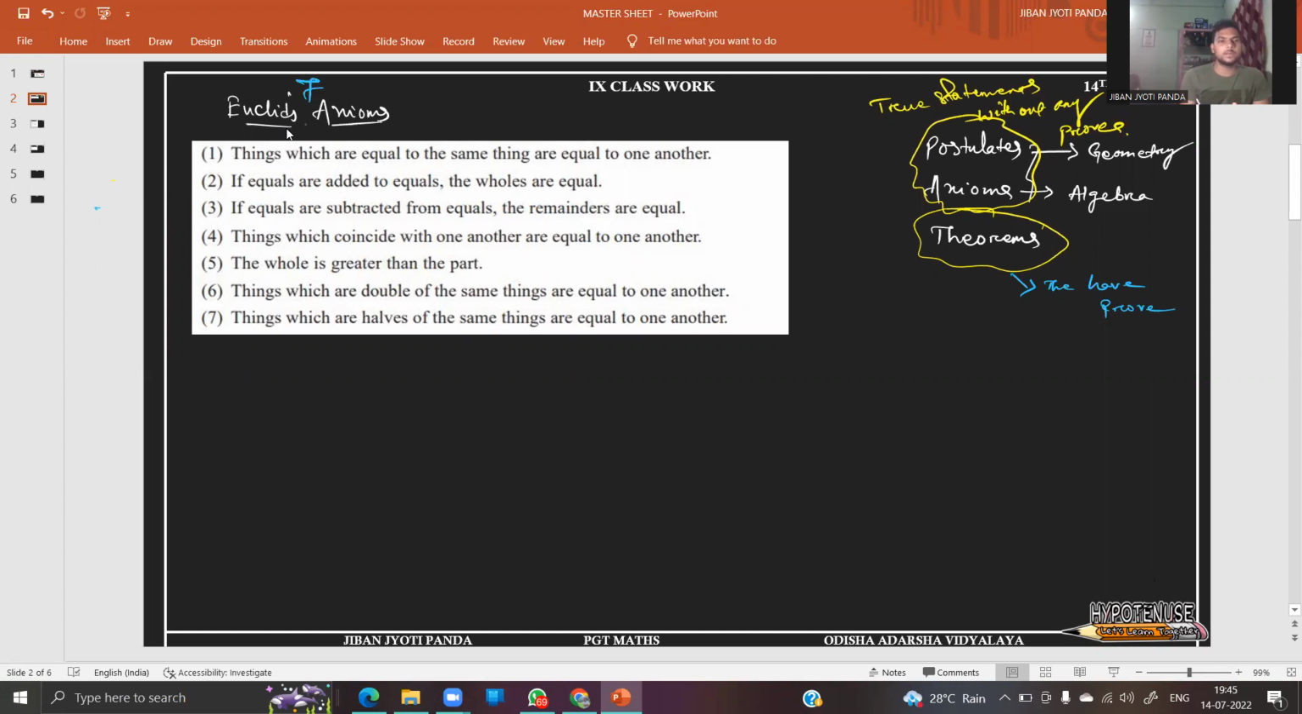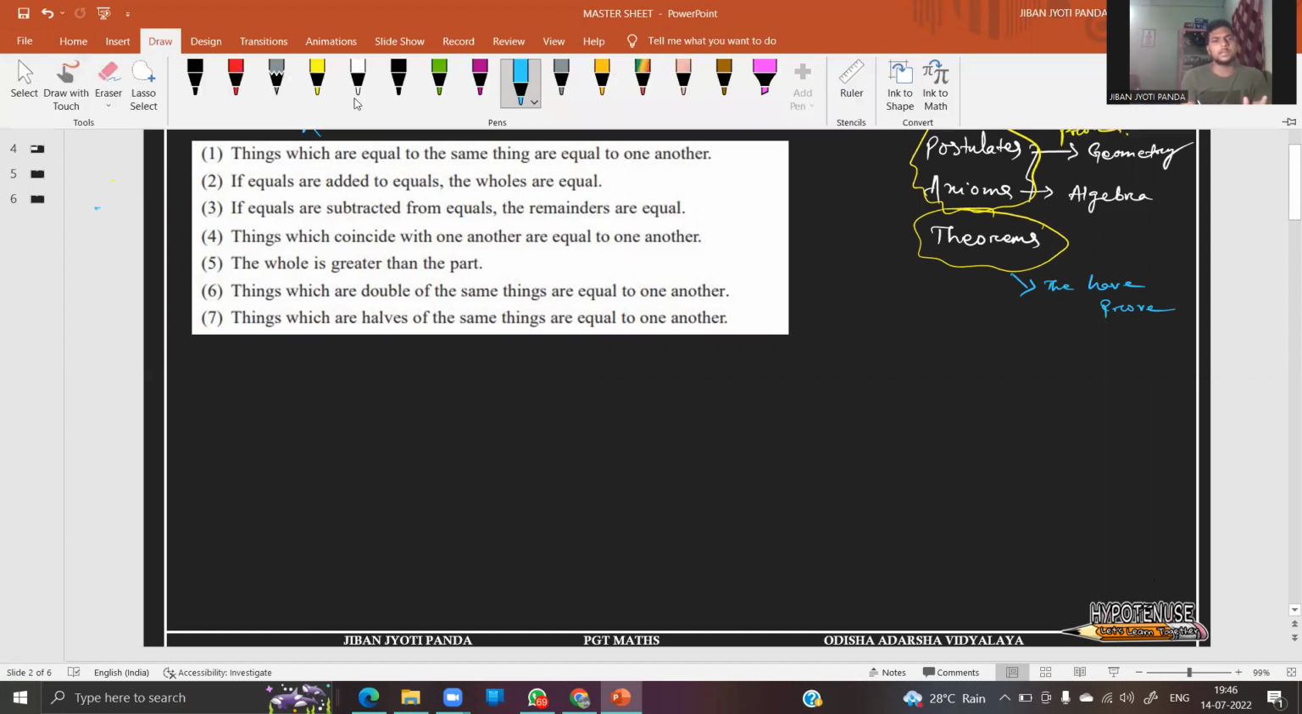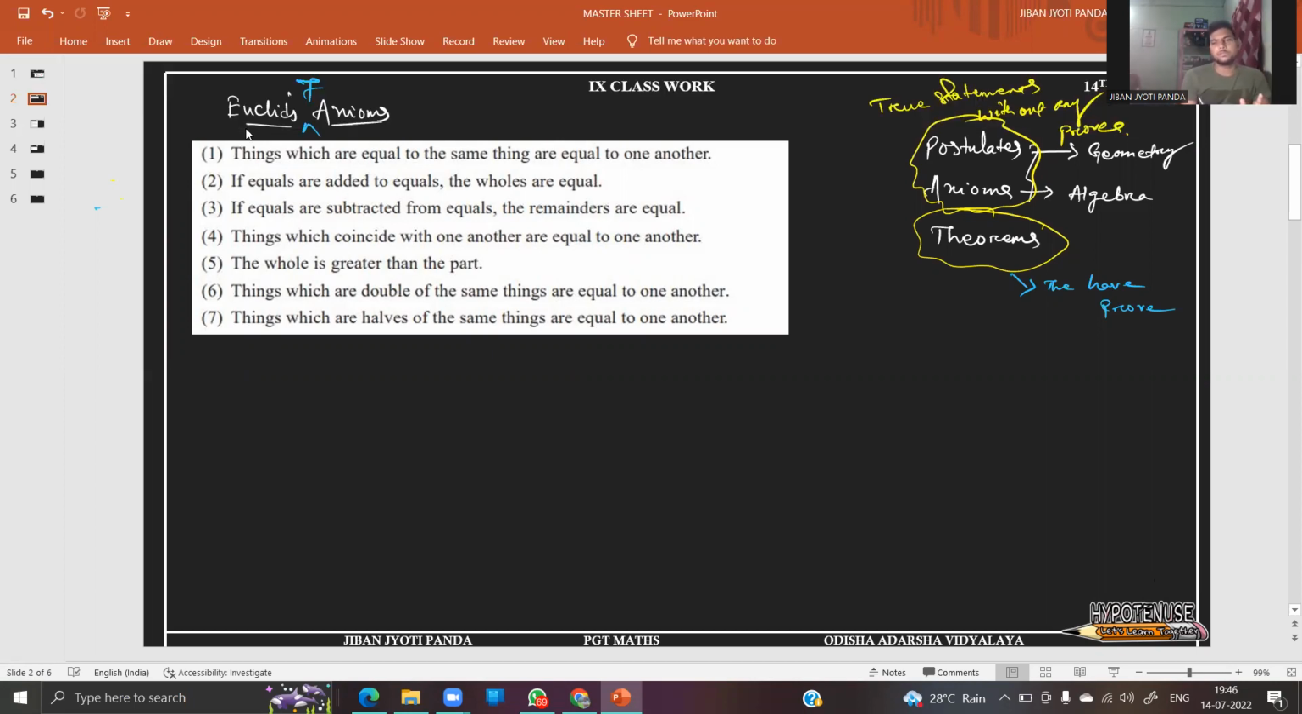So these are the Euclid's 7 axioms. I'm just reading one by one, try to understand what they are telling. They mean things which are equal to the same thing are always equal to one another. So I'm just writing the same in our own language.